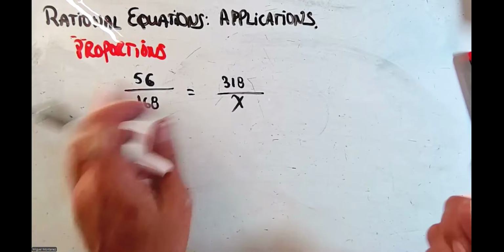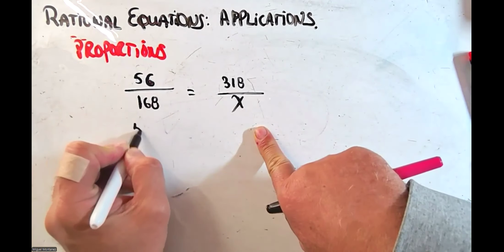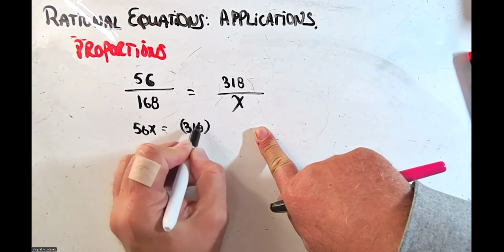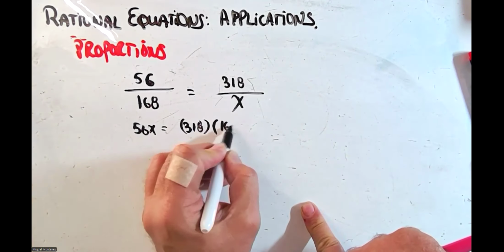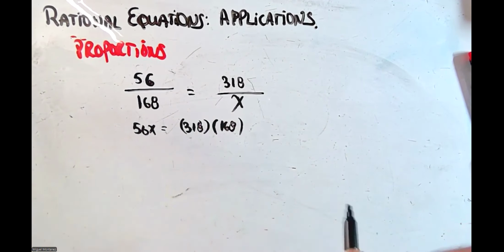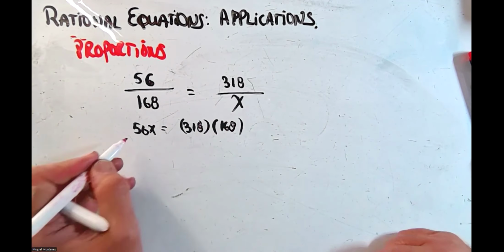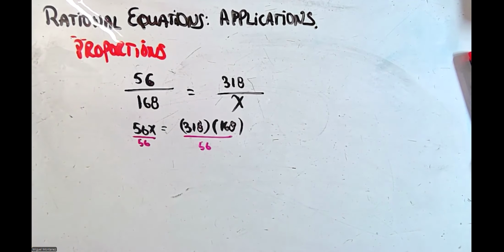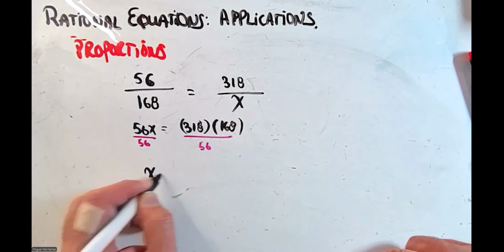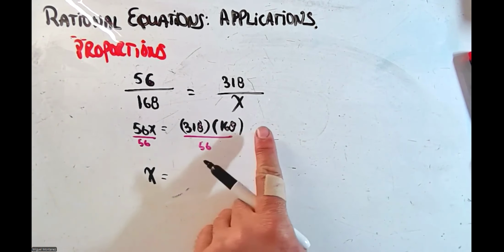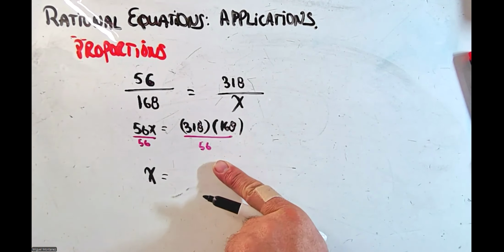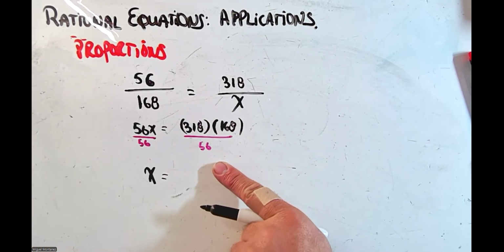So cross: 56x equals 318 times 168. Solving for x, of course, we divide by 56. So the number of deer in the preserve is 318 times 168 divided by 56.